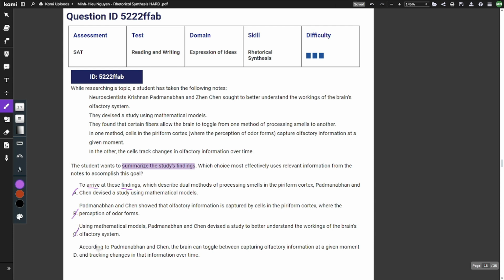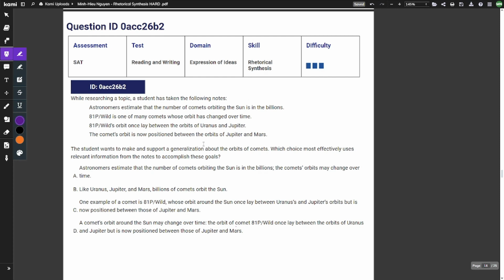And then D, according to that person and Chen, the brain can toggle between capturing olfactory information at a given moment and tracking changes in that information over time. So this does talk about, well, I mean, it's really the only answer left. And this technically does summarize the findings. But once again, this one you might need to read the bullet points so you actually know what their findings even were.